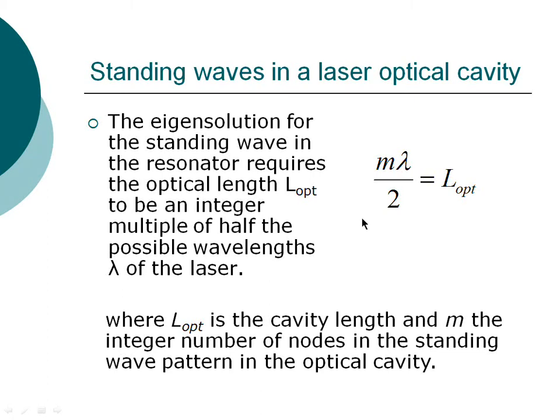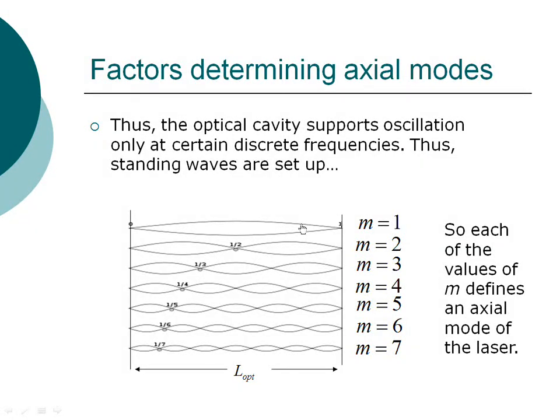So let's go to the next slide. Here, if you have nodes at either end of the cavity, the number of wavelengths is obviously half, because this is half a wavelength and the other half goes this way. So for various values of m, you would have various axial modes in the optical cavity, and of course here this is the length of the optical cavity, as you would have noted.